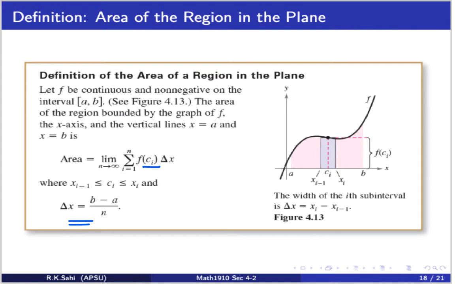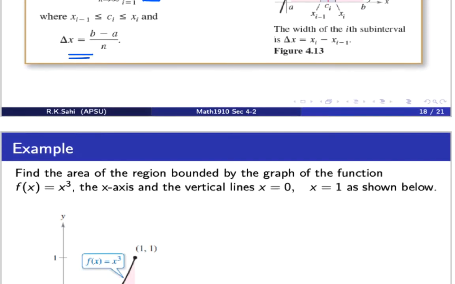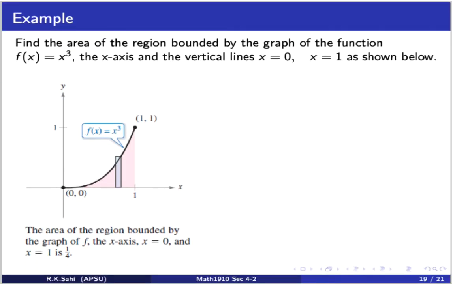I'm going to do some examples with you to show how we apply the limit process of finding the area of a region. Let's look at this one. Find the area of the region bounded by the graph of the function f(x) equals x cubed, the x-axis, and the vertical lines x equals 0 and x equals 1. We want the area below the graph of f(x) equals x cubed, above the x-axis, between these two vertical lines.